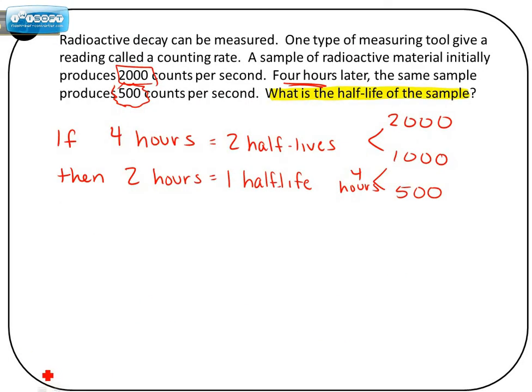Next one. Radioactive decay can be measured. One type of measuring tool gives a reading called a counting rate. A sample of radioactive material initially produces 2,000 counts per second. 4 hours later, the same sample produces 500 counts per second. What is the half-life of the sample? So we have 2,000 originally, cut that in half, that gets us to our 500. So we've cut it in half twice. So if 4 hours is 2 half-lives, then that means 2 hours is 1 half-life. So the answer to the question, what is the half-life? 2 hours.